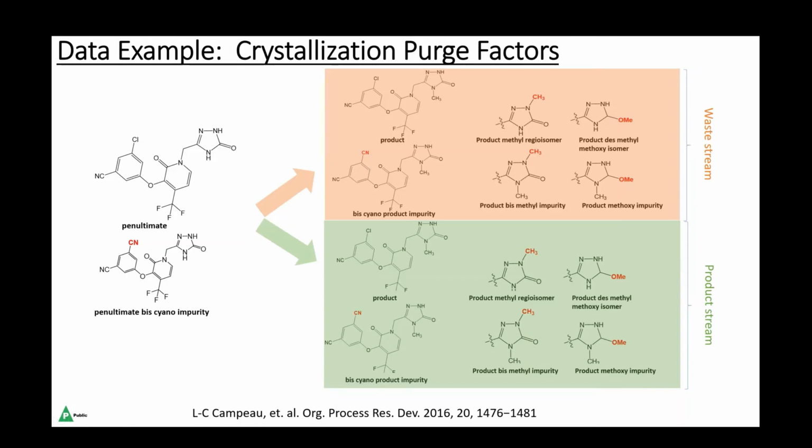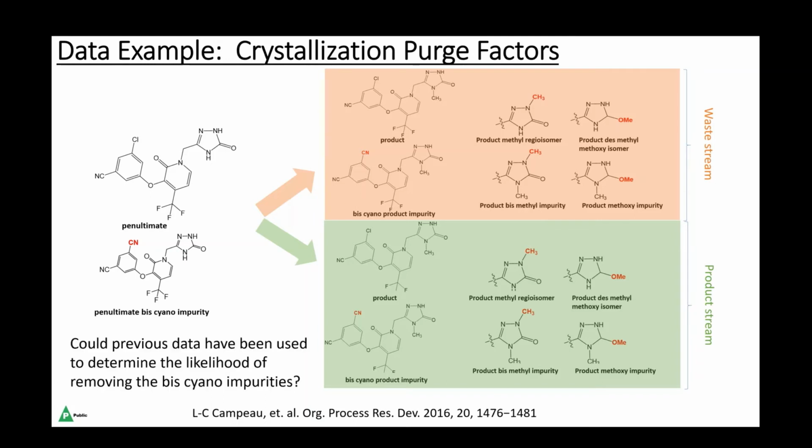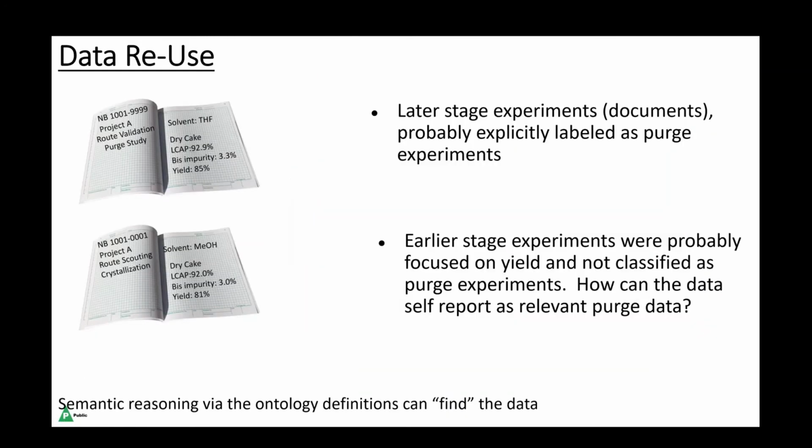So if we go back to the two goals of the ontology that Oliver introduced before, one of them is how do we maximize the usability of existing information to avoid and reduce the needed experimentation cycles to get to the result. So could we use previous information to reduce the number of experiments we have to do in this purge factor experiment? So in terms of data reuse, any of the later experiments that were done along these lines were probably explicitly labeled as purge experiments. So crystallization purge experiments to reduce the amount of impurity in the product stream.